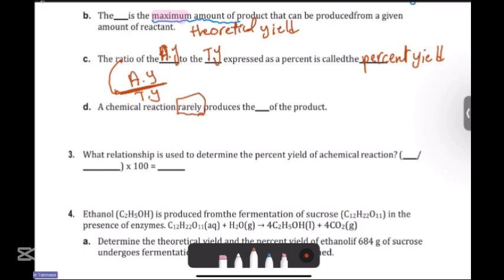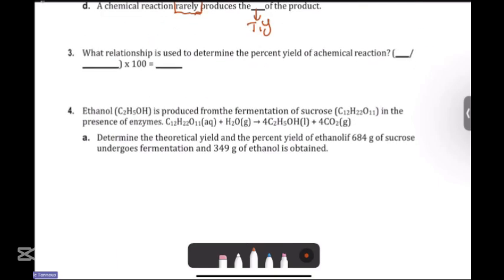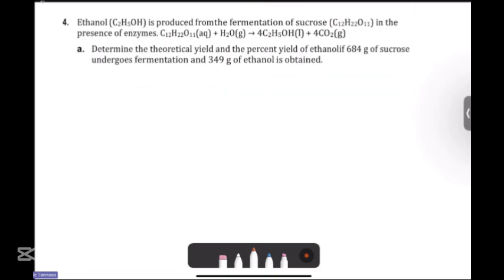Here we're talking about the full expected amount, the theoretical yield of the product. So again, the relationship used to determine the percent yield is actual yield over theoretical yield times 100. Just a formula, do not worry about it. It will be given. Now, let's begin the calculations. That's the most important part.